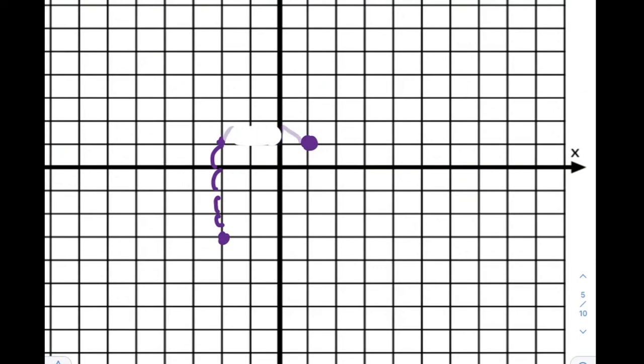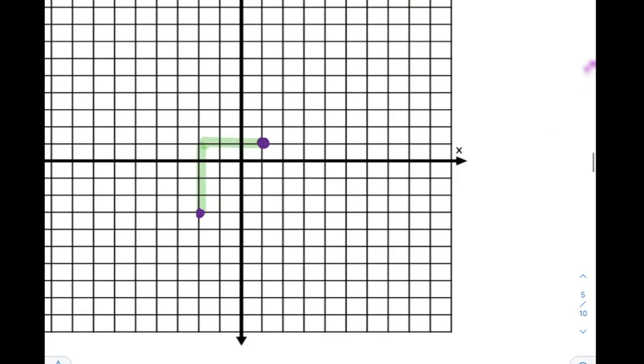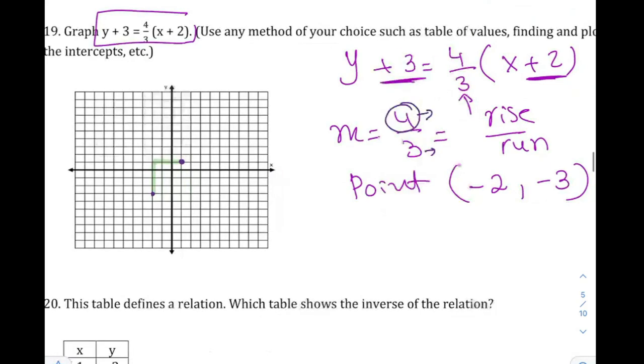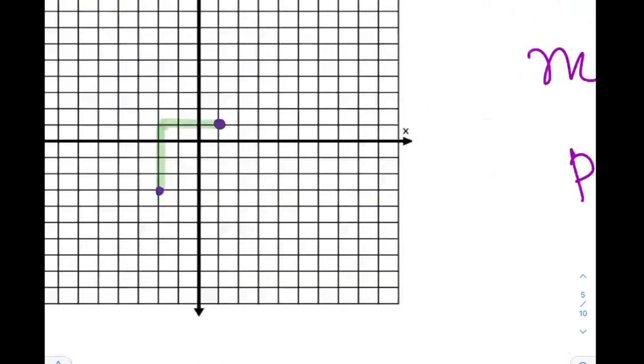I don't care about the path. It is not important to me. I can easily go 3 right then 4 up, or 4 up then 3 right. So we have the first point and the last point, the destination, and all you need is to connect between them using your ruler. Of course, there are many other methods to do that, but this is the best one when using the point-slope form.